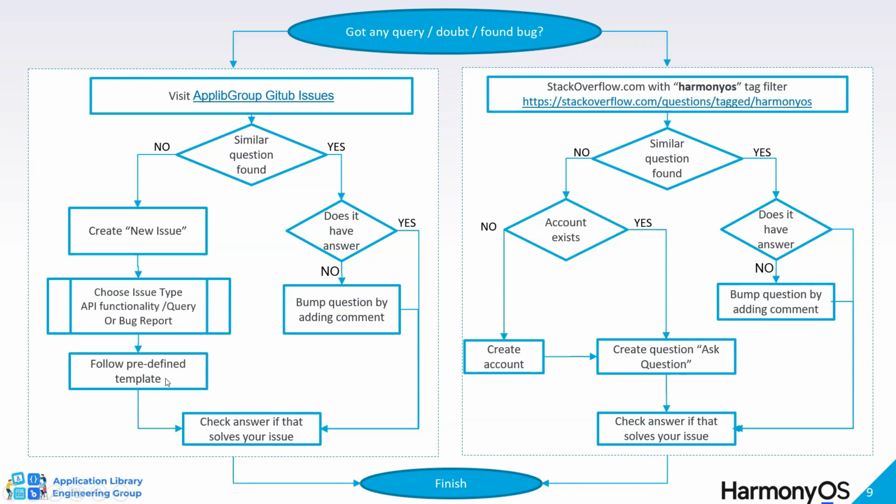So as soon as you click on any specific issue type, let's say bug report, there's a predefined template over there where we ask you for some certain details, like what is the SDK version you are using, what is the platform version you are using, what is the version of Deveco Studio itself, which OS you are working on, some certain details that I'll show you later in this session. So that's all you have to follow.